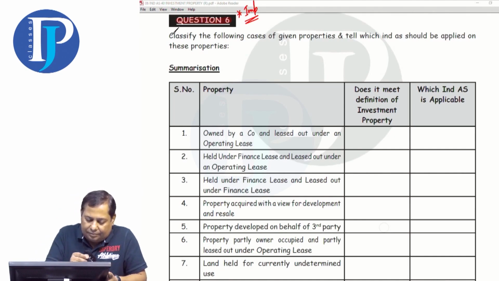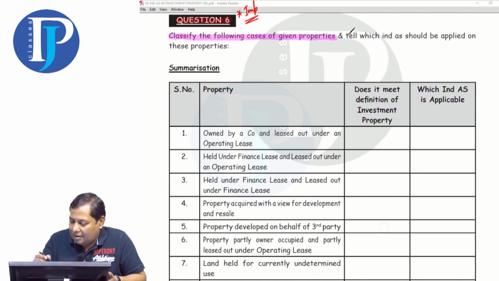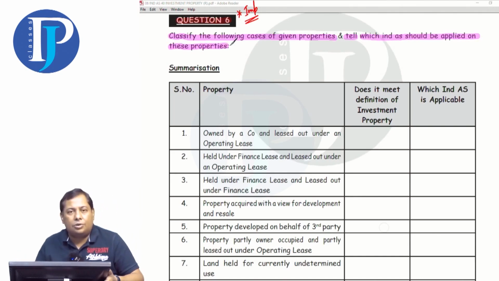Look here. Classify the following cases of the given properties. They have given you so many cases and now you have to tell which property will fall under which Ind AS, and tell which Ind AS should be applied on these properties.